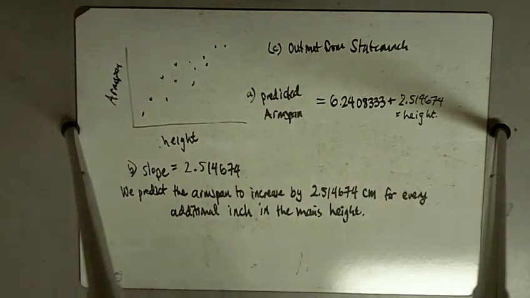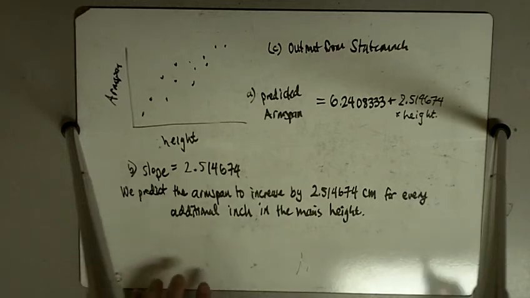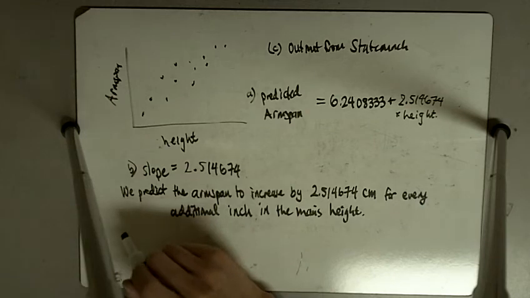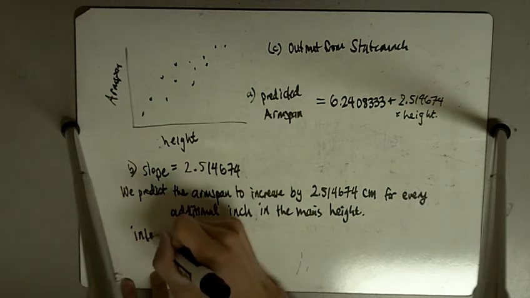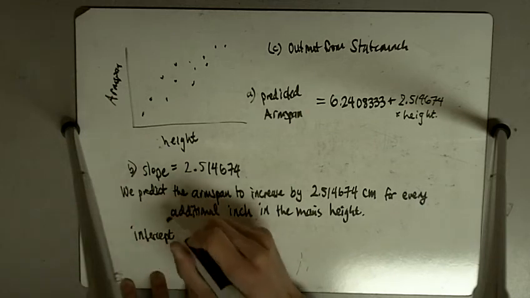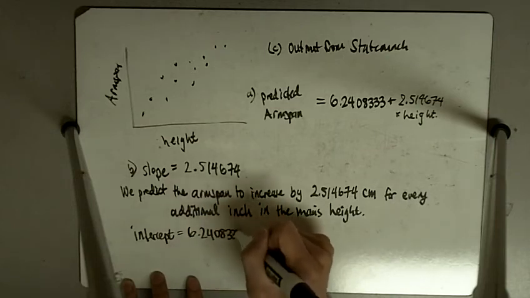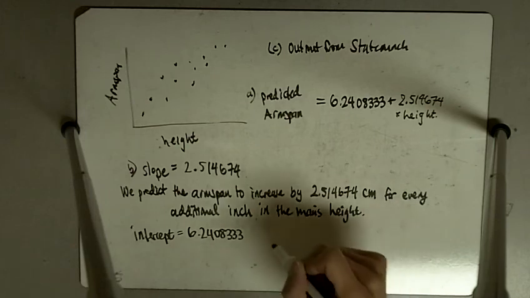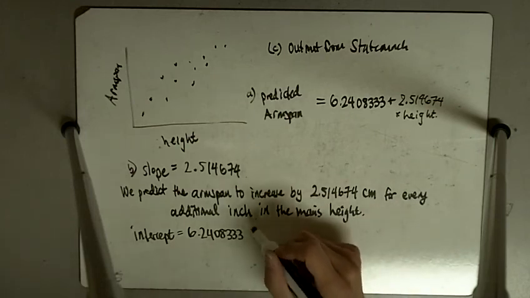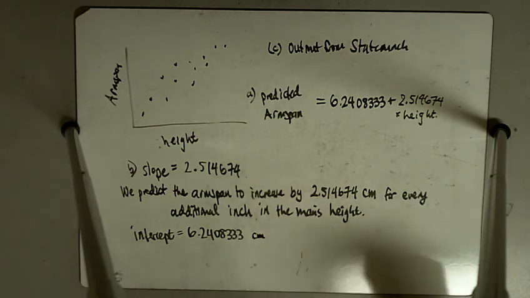So for men who are taller by 1 inch, we would expect their arm span to also increase by about 2.5 centimeters. That's what we've got here. And then the intercept is equal to 6.240833. Again, these are measured in centimeters. So our intercept is about 6.24 centimeters.